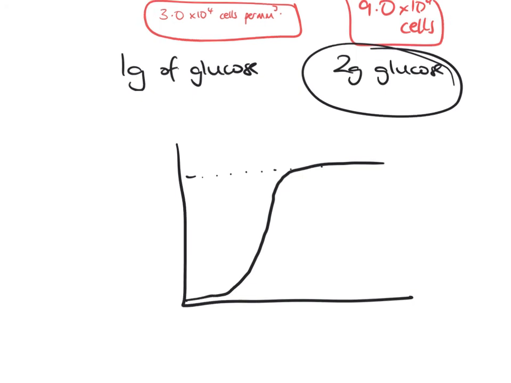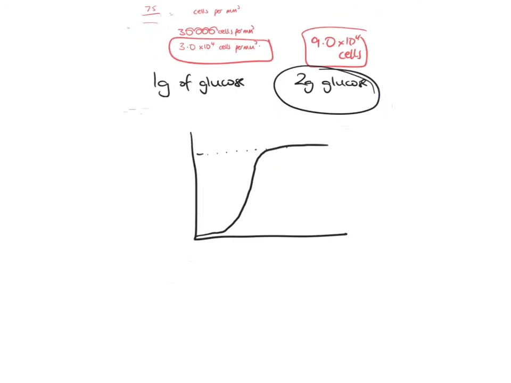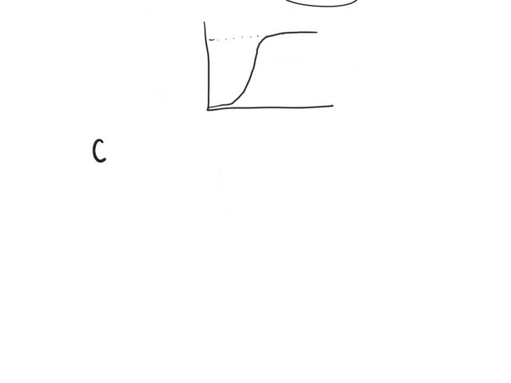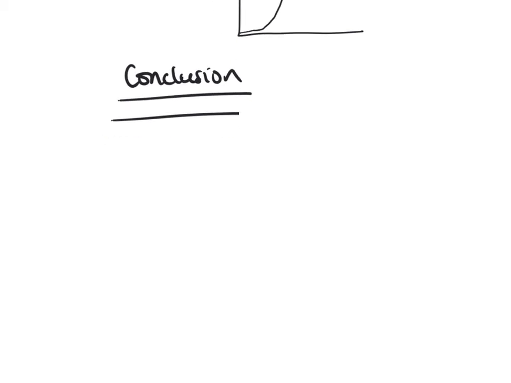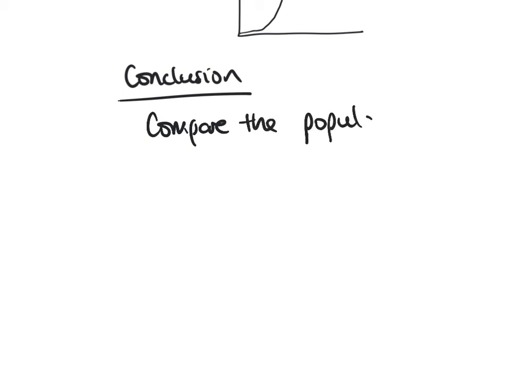So you need to write a few sentences. You need to write a conclusion. You don't need to write a method, or anything else. All you need is your results table, your photographs, your calculations, and then a conclusion. So in your conclusion, you need to compare the population sizes and quote your figures.